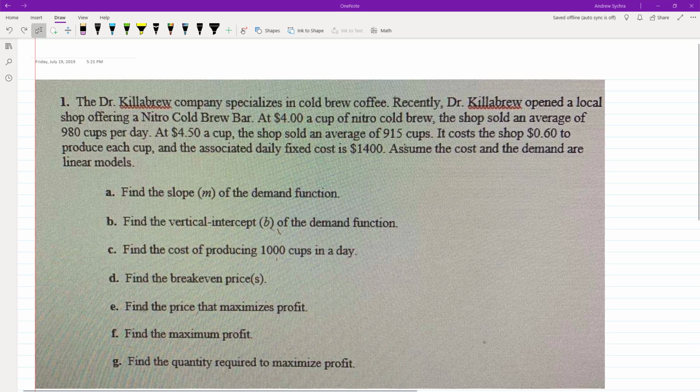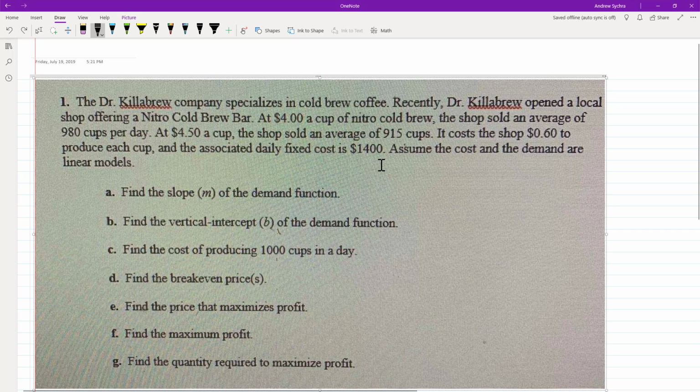Alright, so we got a multi-part coffee problem here. We've got a company that specializes in brewing coffee, and then we've got a bunch of problems we want to solve. First off, we want to find the demand slope based off of the price. They mentioned that at a price of $4, we get 980 cups a day, and at $4.50, demand decreases a little bit to 915 cups.